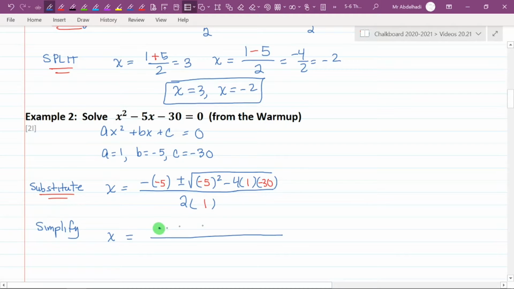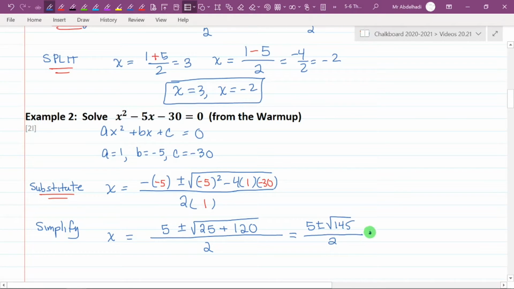Now simplify. With simplify, we just clean this up here. Negative 5 is positive 5, plus or minus the square root of, this is negative 5 squared, so it's positive 25. Once again, you need the parentheses around this if you expect to get the right answer from your calculator. Negative 4 times 1 times negative 30. Well, the two negatives are going to cancel out, so this becomes a plus, and 4 times 30 is 120. The bottom is 2 times 1. So, are we done simplifying? No. So keep going. This is going to be 145, so this is the square root of 145 here, over 2.